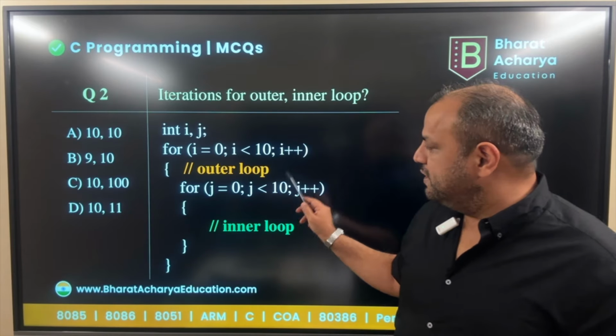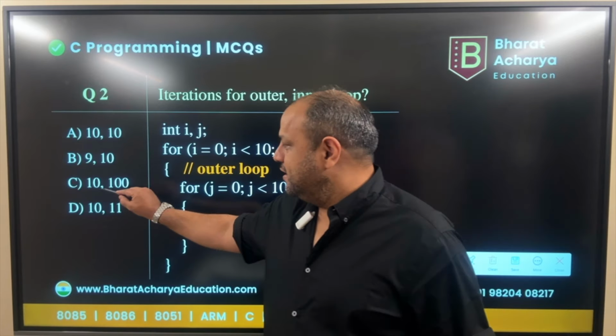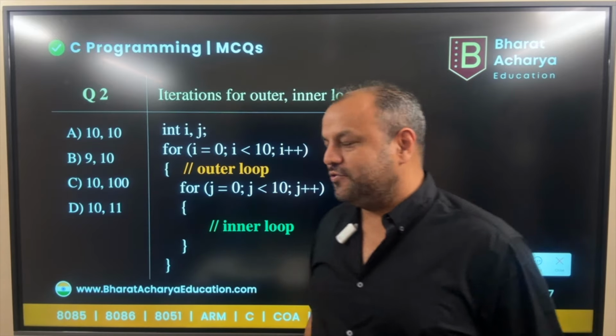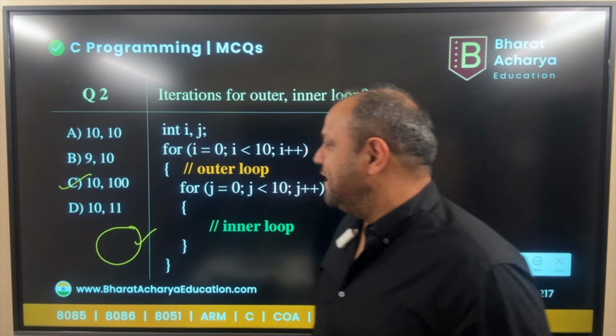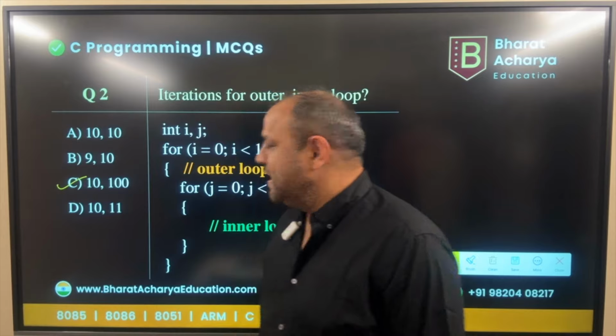So yes, both will do independently 10 iterations, but because this is inside the outer loop, the outer loop will do 10 iterations, the inner loop will do 100 iterations altogether. So your correct answer is 10 and 100. Are you clear? Let me just clean this. Yes, there you go. 10 and 100.